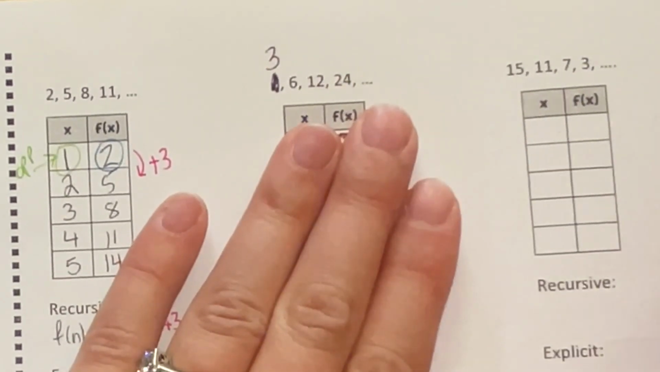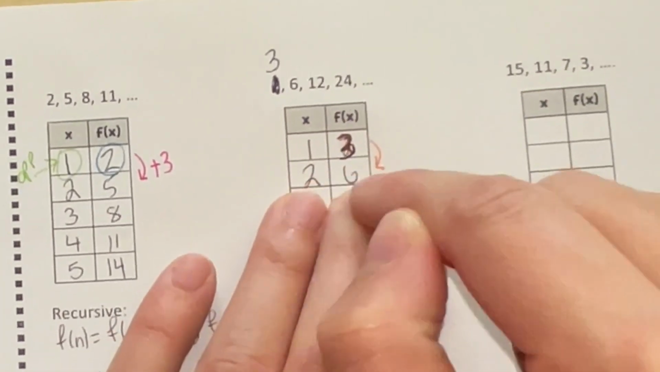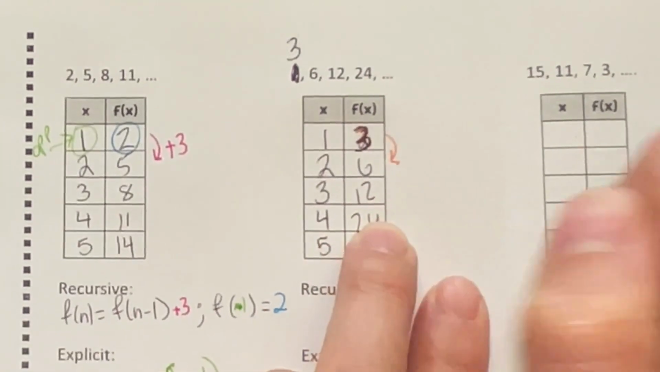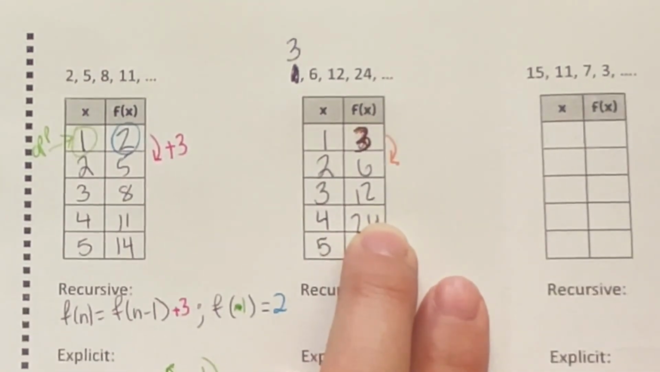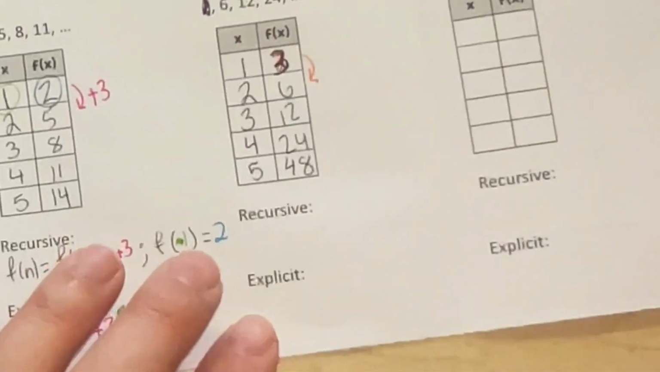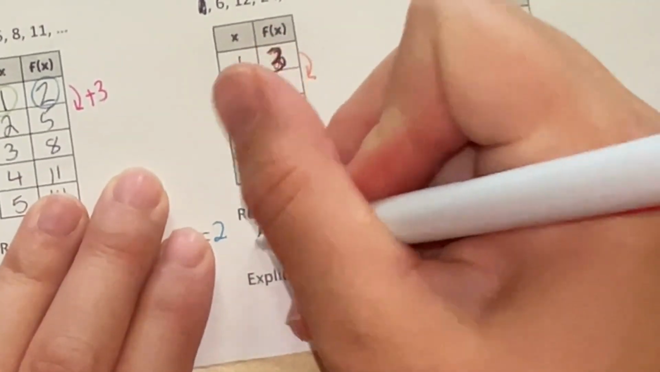That would be great. So 3 is my first number. Second number is 6. Third number is 12. Fourth number is 24. So what is going to be your fifth number? Should be 48. All right, now go for gold. Write the recursive and the explicit.